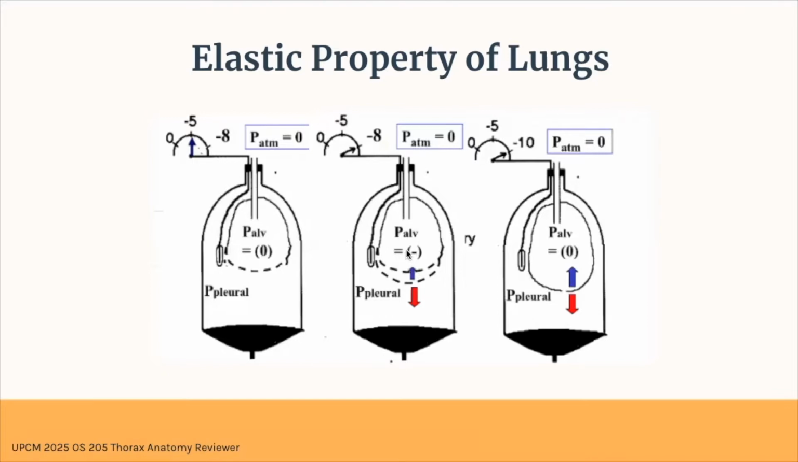So, remember, Boyle's law. So, kapag tumaas yung volume mo, sa case na to, like, expand yung alveoli mo, magiging negative yung pressure mo. And the third image is at the end of inspiration. So makikita mo, sobrang negative na niya yung pleural pressure mo. So mula negative 5, naging negative 8, and at the end of your inspiration, naging negative 10.